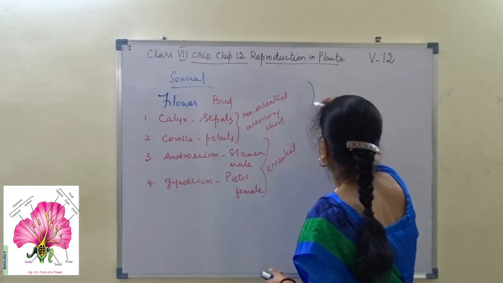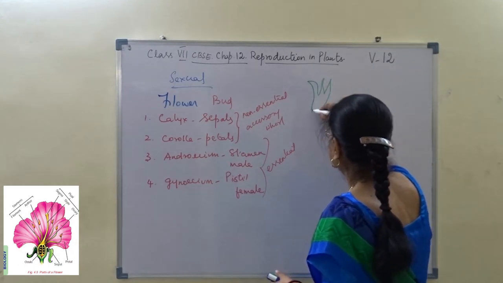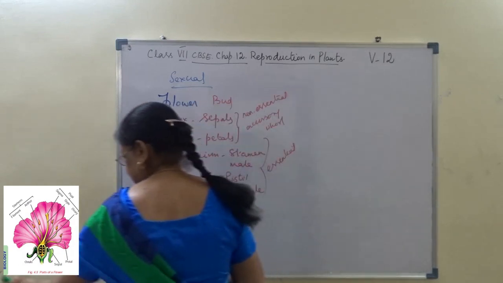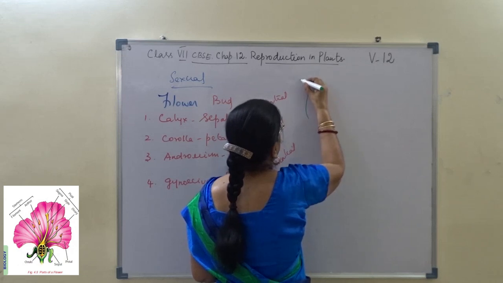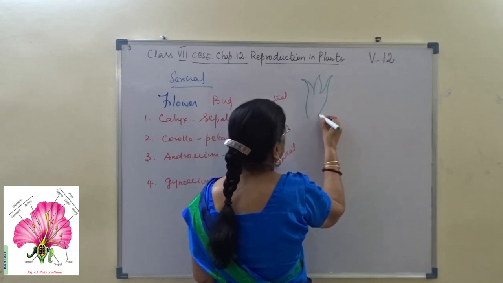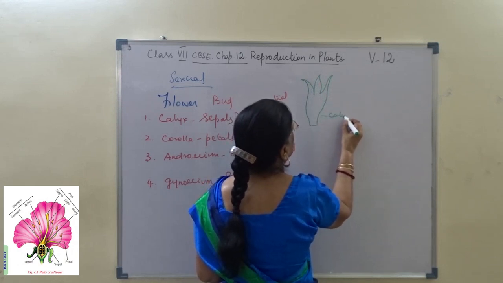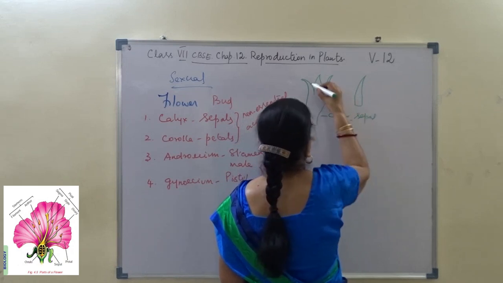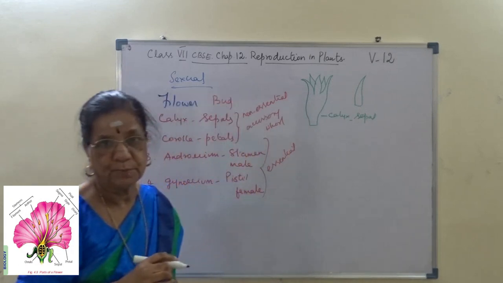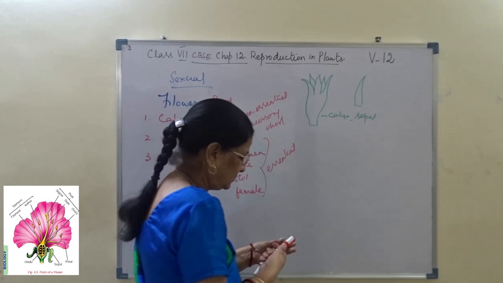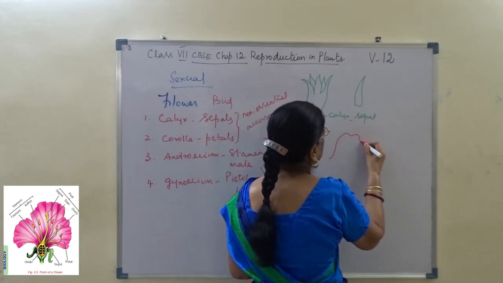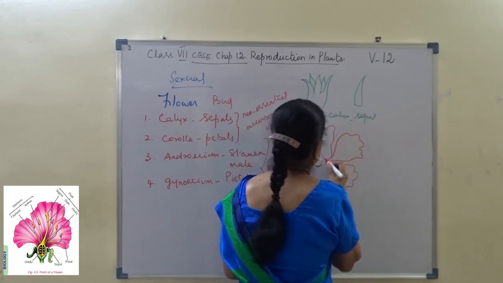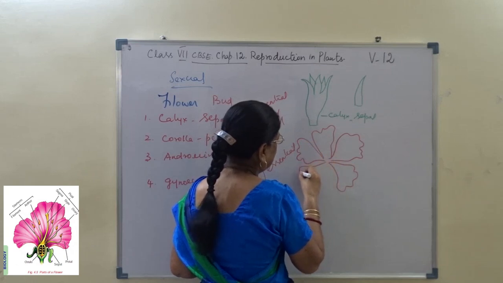Now, this is the calyx. In that calyx, this is a single sepal. I hope you understand. Then corolla is the hibiscus flower. So this is corolla, formed of 5 petals.